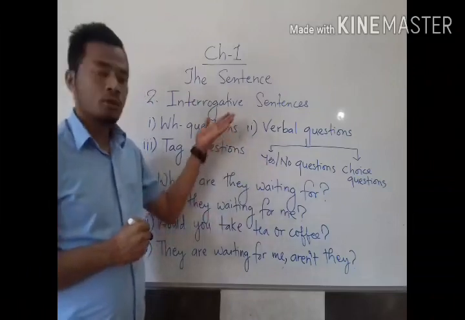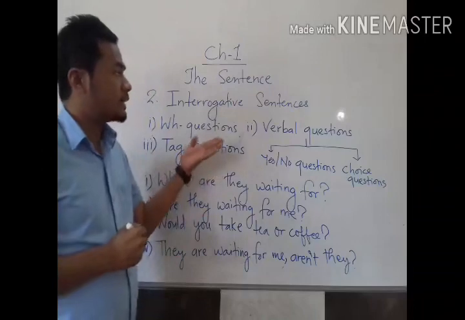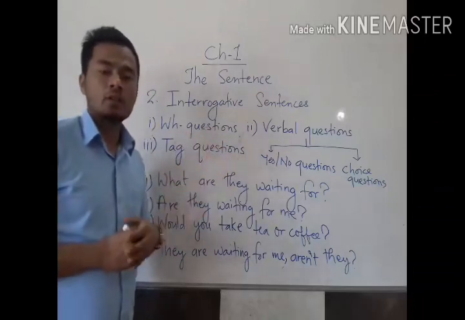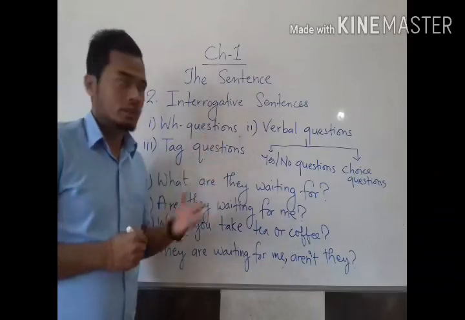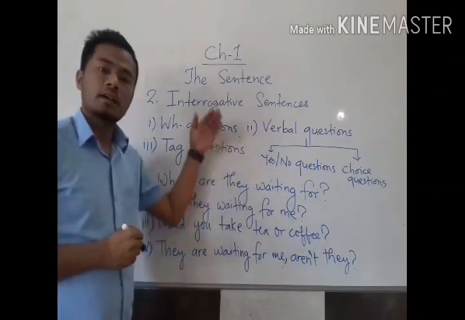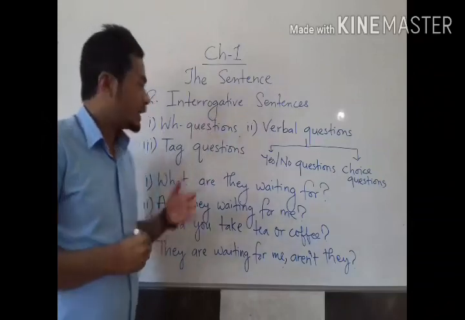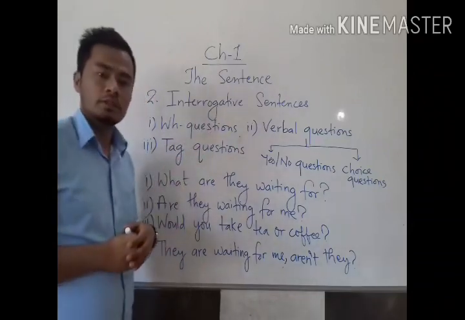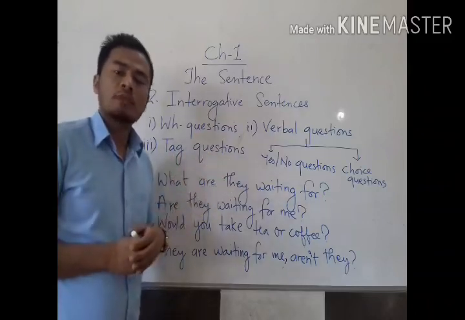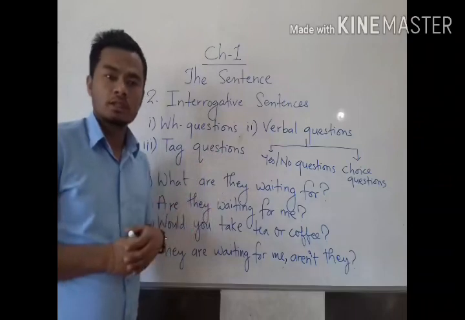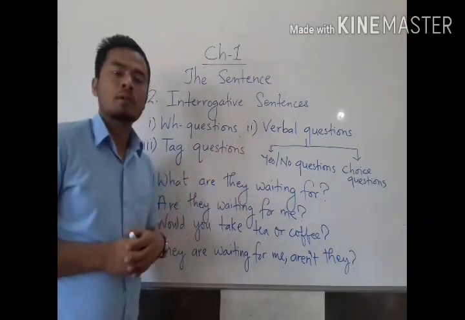Again, when we discuss more about interrogative sentences, we have to understand what the other kinds of interrogative sentences or questions are. Interrogative sentences can be classified into three main kinds of question sentences. One is WH questions. WH questions means all those questions which are framed by using WH words. And number two is verbal questions.